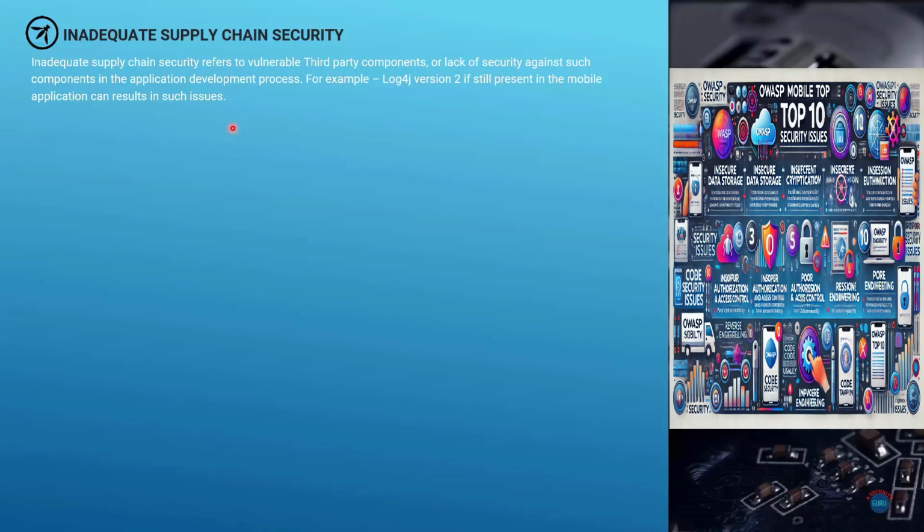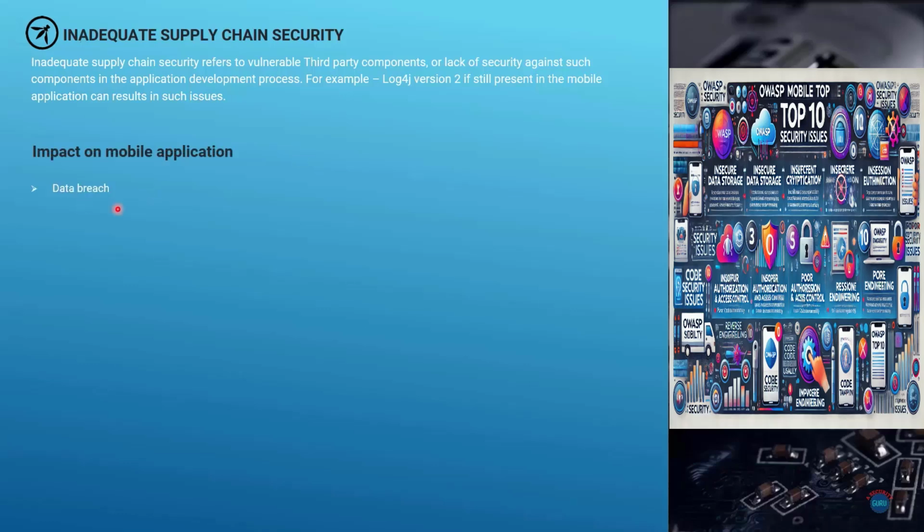Inadequate supply chain security refers to vulnerable third-party components or lack of security controls against such components in the mobile application development process. For example, if your mobile application is still using Log4j version 2, then your mobile application development process is missing security controls to identify vulnerable third-party components, and hence your mobile application is vulnerable to inadequate supply chain security.